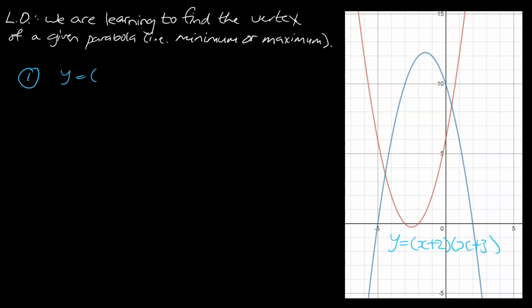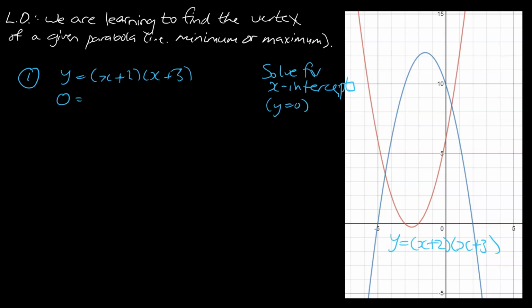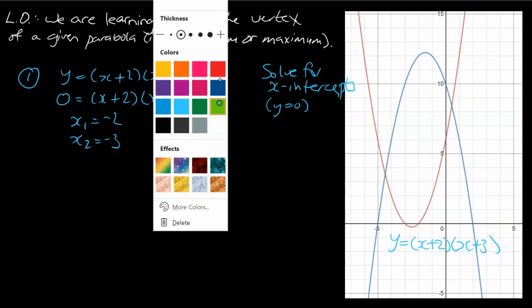So our equation is y = (x + 2)(x + 3). I've written 1 there because the first step is to solve for the x-intercepts. I'll explain why that's important in a bit, but at the x-intercepts, we know the corresponding y value is going to be equal to 0. So 0 = (x + 2)(x + 3), and that means the x values are -2 and -3.